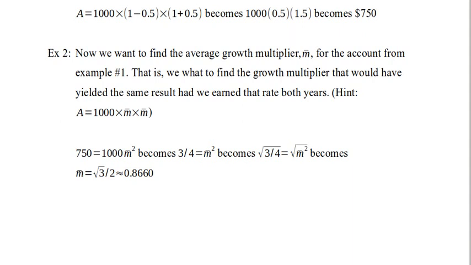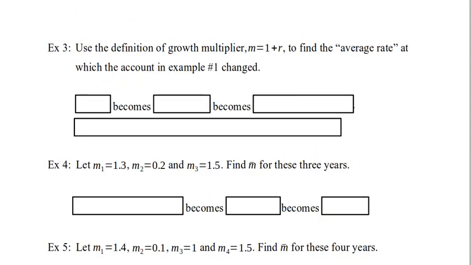Now we want to ask the question, well, what percentage would that be? So when we turn the page, the next thing that we're interested in is to use the definition of the growth multiplier, in other words, how it's related to a rate R, to find the average rate at which the account in example 1 changed. So we're still talking about that $1,000 that went down by 50% and then up by 50%. So let's start with that relationship between the growth multiplier and the rate, and then let's plug in what we found in the previous example, namely that the growth multiplier is 0.8660. And then let's solve this for R.